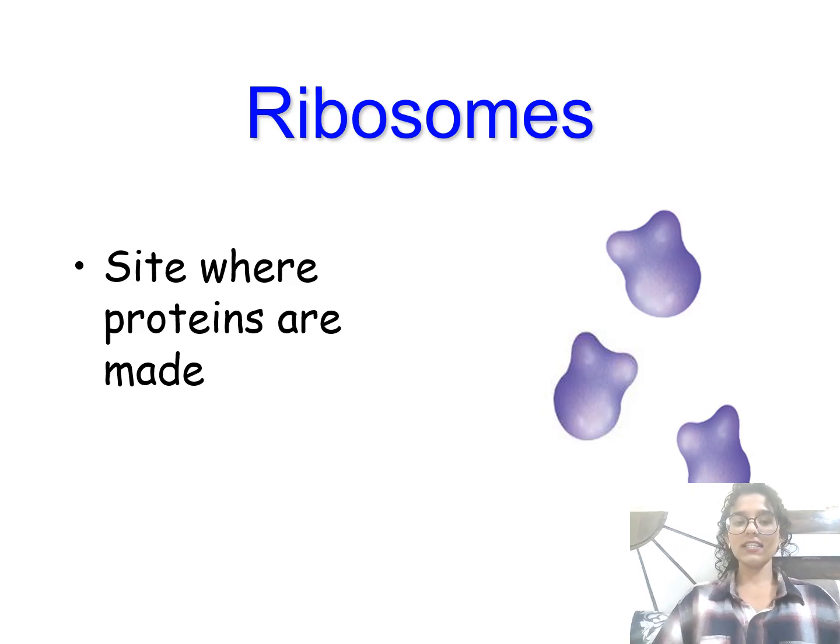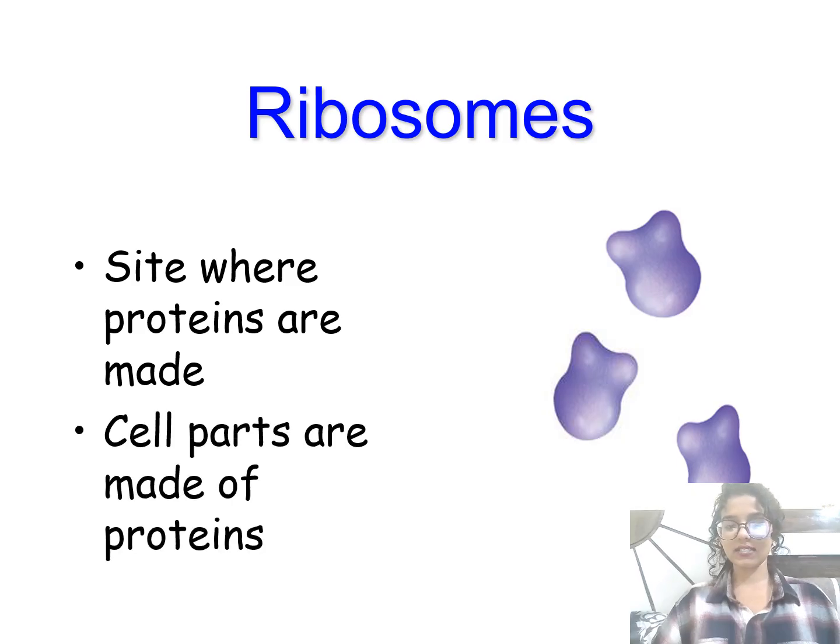Now the other cell organelle, ribosomes. Ribosomes are the sites where proteins are made. This is the only cell organelle that is also present in prokaryotic cells. Okay, so ribosomes perform a major function because most of the parts of the cell are made up of proteins only.